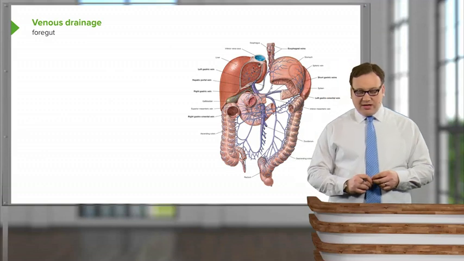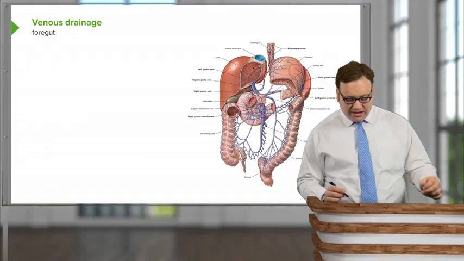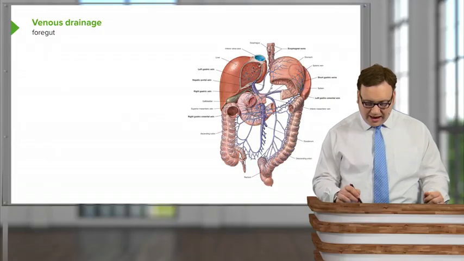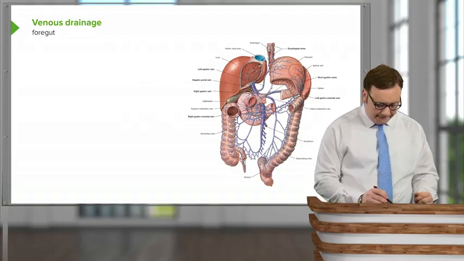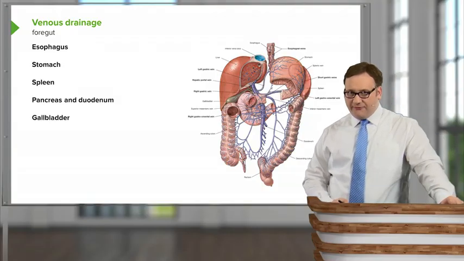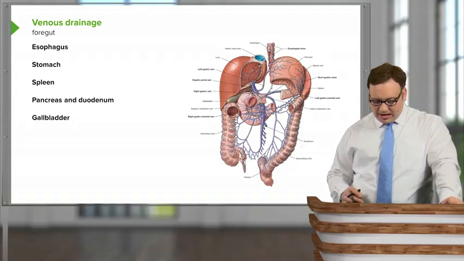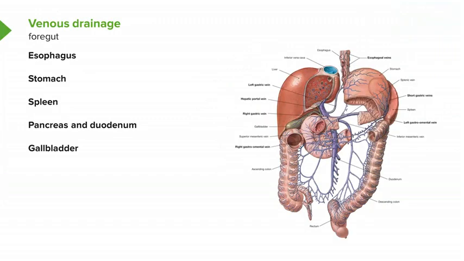For the arterial supply, we did foregut, midgut and hindgut, and we can keep these similar principles. So here we can just concentrate on organs such as the stomach and the liver. If we look at the organs within the foregut, remember we have the esophagus, the stomach, spleen, pancreas, duodenum, and we have the gallbladder. And we can see, look at the stomach here, we have a whole series of veins draining this region, and they drain into one of several blood vessels, but ultimately they end up going to the hepatic portal vein.